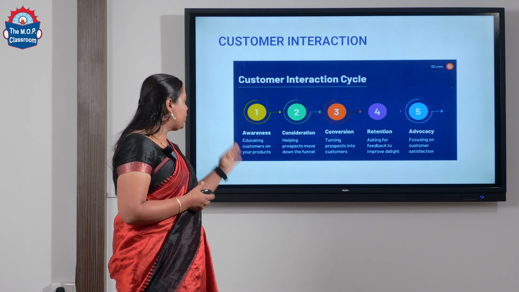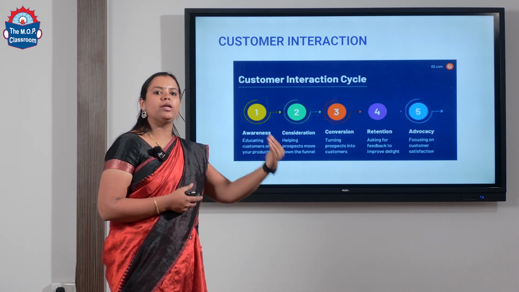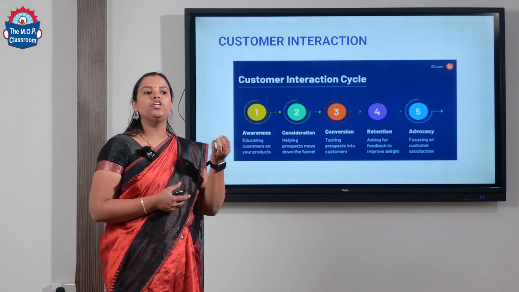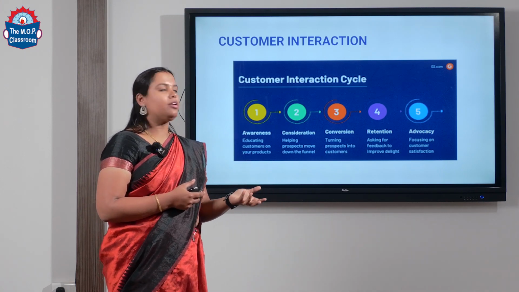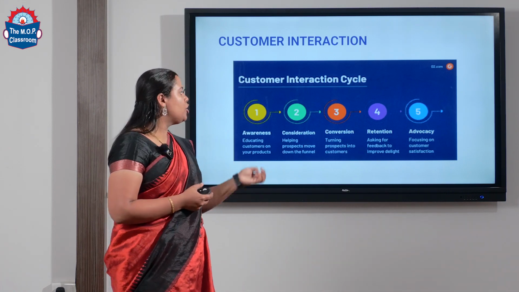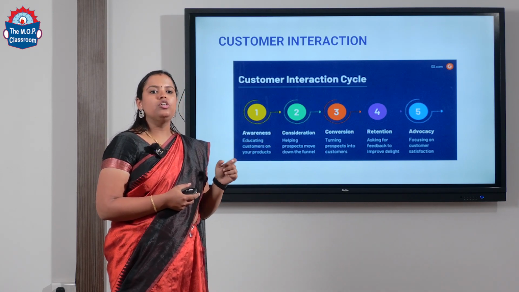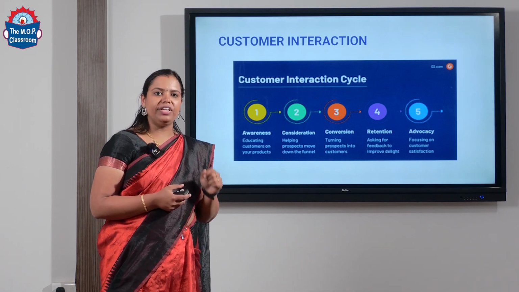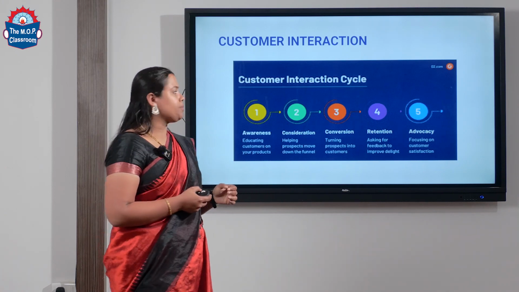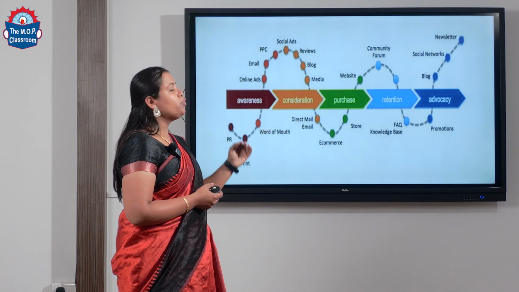So awareness, you are educating the customers about your products. Consideration, you are helping the prospects see how a product can be used in the next level. Conversion, you're turning the prospects into customers. You are actually turning your positive points into revenue. Retention, based on the feedback or the insights that you receive from the customers, you retain the customers. Last is advocacy. You focus on customer satisfaction. So based on the analysis and reports that you receive from the feedback reports, you make sure that the customer satisfaction analysis is kept on a higher note. So these are the various stages where you can see what are the modes they use in order to get the information.